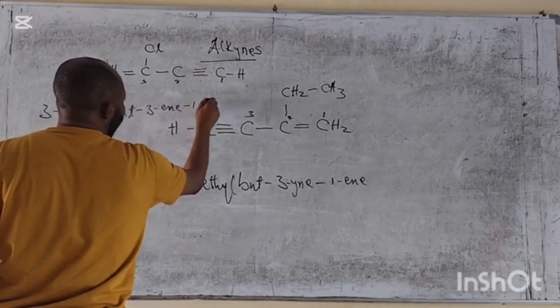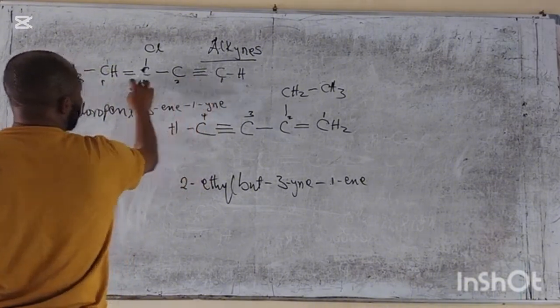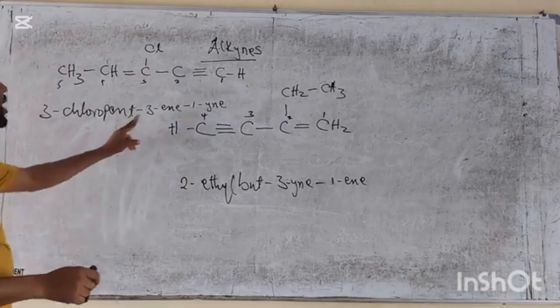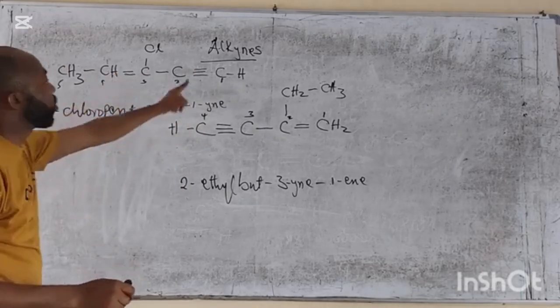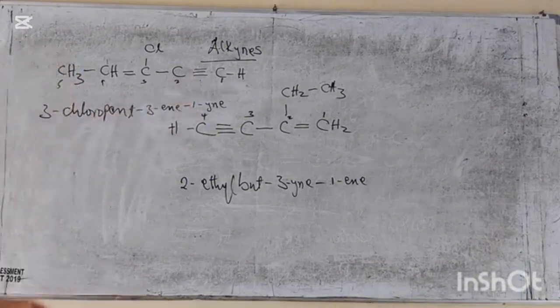And the triple bond is in carbon 1. The double bond is in carbon 3. So you must take that: 3-chloropent-3-en-1-yne, double bond, 1-yne, triple bond. So by so doing, we move on.